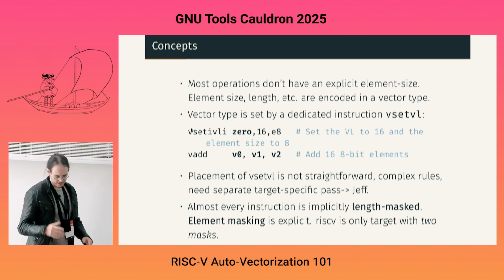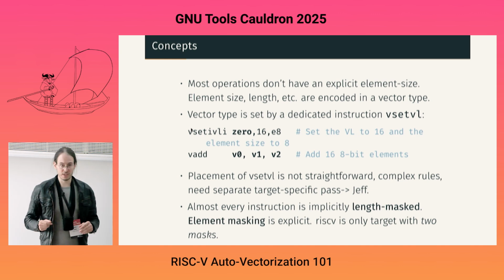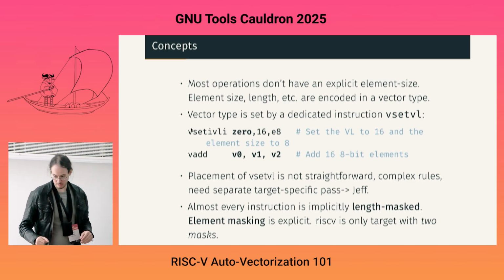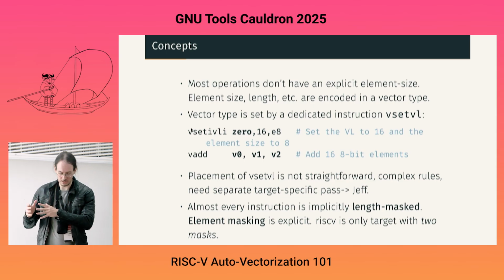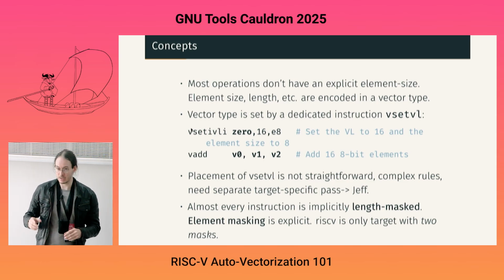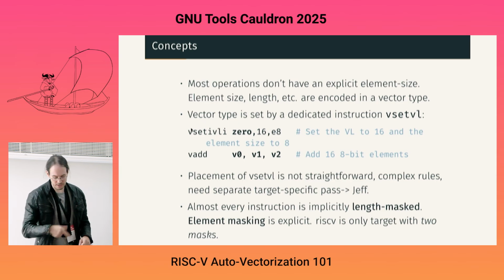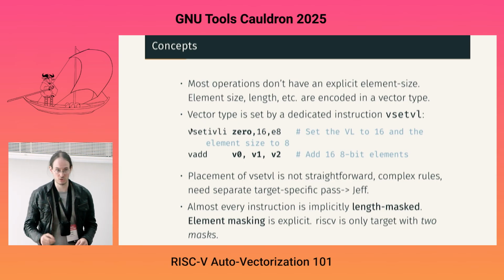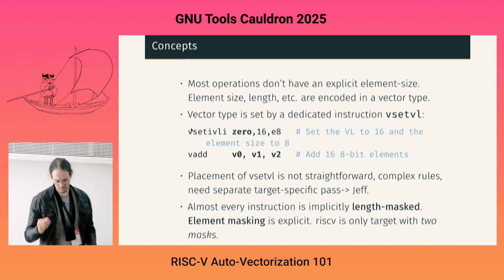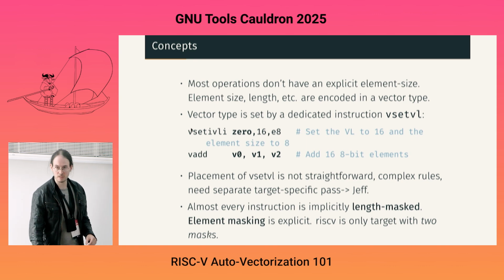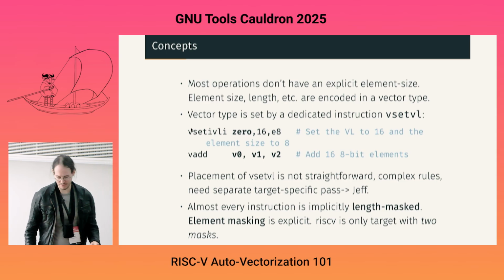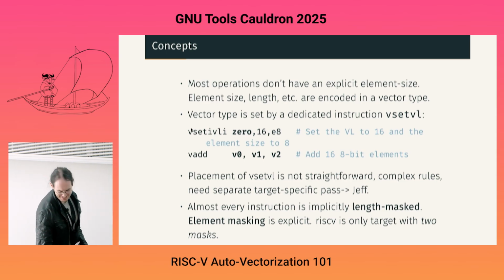So, a small recap. Almost every instruction, there are exceptions, but almost every instruction is implicitly length masked. You don't see the length just in the vsetvl, and potentially explicitly element masked. We get to that in a second, but RISC-V is the only GCC target with 2 individual masks. So there's length masking; some IBM architectures have that. There's element masking, like AArch64 does it, but we have, I'm not sure I should say the best of both worlds, but something like that.